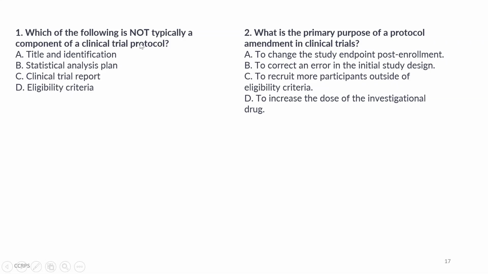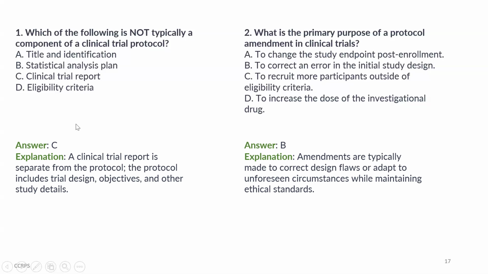Which of the following is not typically a component of a clinical trial protocol? Title and identification, definitely it's there. Statistical analysis plan, definitely it's there. Eligibility criteria, yes. Inclusion and exclusion criteria. So the answer is C, clinical trial report. A clinical trial report is separate from the protocol. The protocol includes trial design, objectives, and other study details.